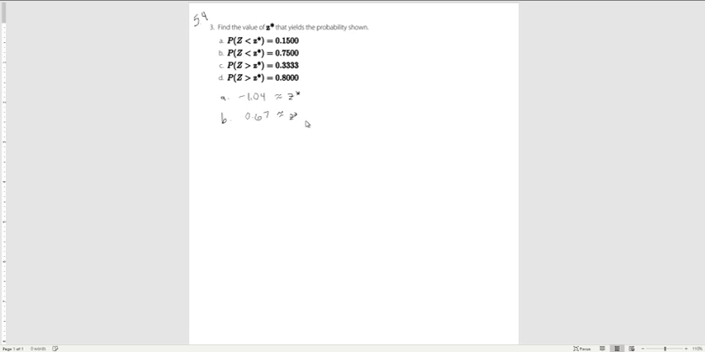So the value of z star, the probability that z is less than 0.67, is going to be 0.75. Did I set that right?